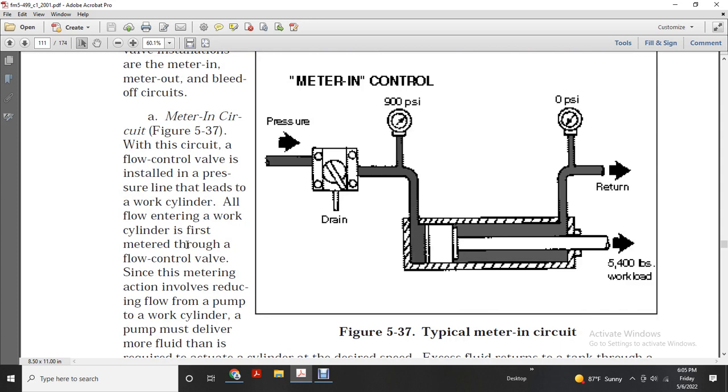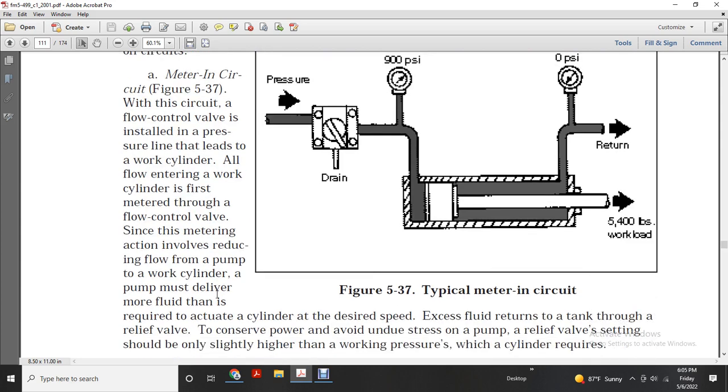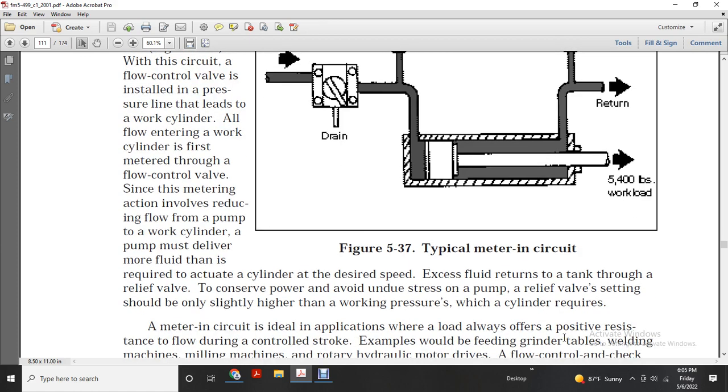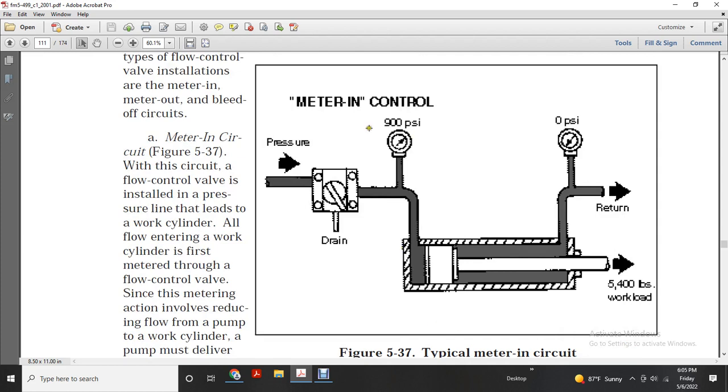All of the flow entering the work cylinder is first metered through the flow control valve. The metering action involves reducing the flow from the pump, so the pump must deliver more flow than is required to move the cylinder at the desired speed. Excess fluid returns to the tank through the relief valve to conserve power and avoid undue stress on the pump. The relief valve setting should be only slightly higher than the working pressure the cylinder requires. The figure shows the meter in control, with the pressure in PSI before the cylinder, and the return at 0 PSI.